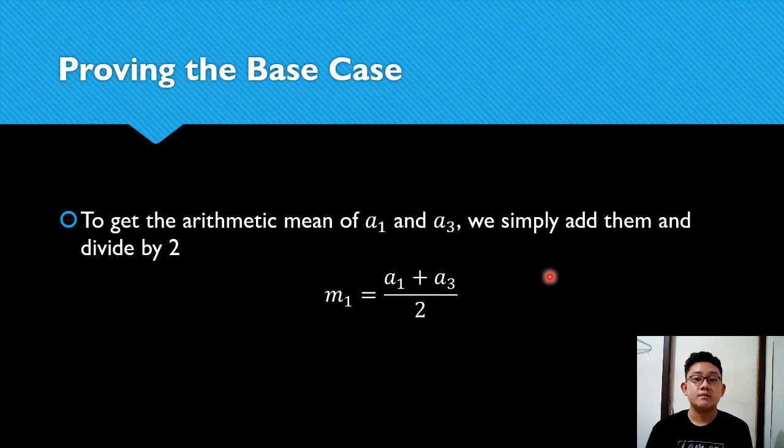To get the arithmetic mean of a sub 1 and a sub 3, we simply add them and divide by 2. As shown here below, we have m sub 1 is equal to a sub 1 plus a sub 3 all over 2.